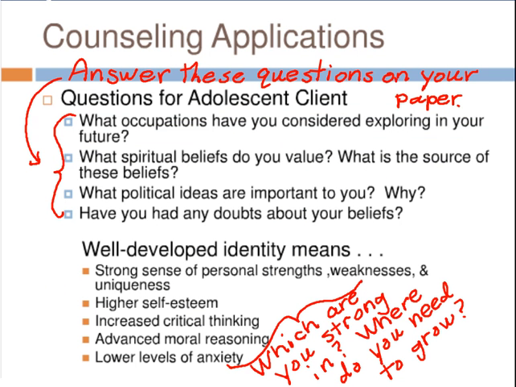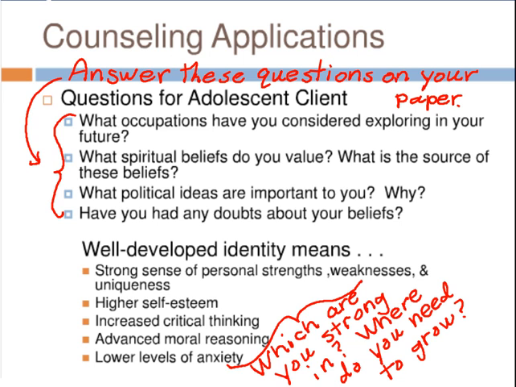Now, the questions here would be, if somebody has really achieved their identity and they're real content within themselves. There are 4 questions, and I'm asking you to answer these on your handout that goes along with this video. What occupations have you considered exploring in your future? Maybe you're in the moratorium where you're looking around, and that's good. Maybe you already know. Maybe you've already made a commitment and you've achieved your success in that area.